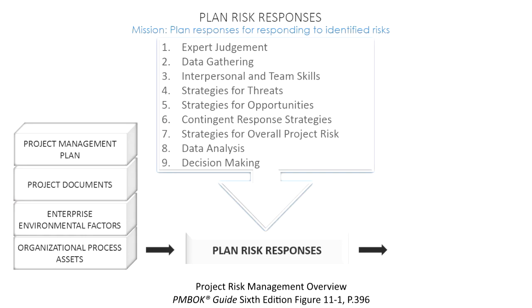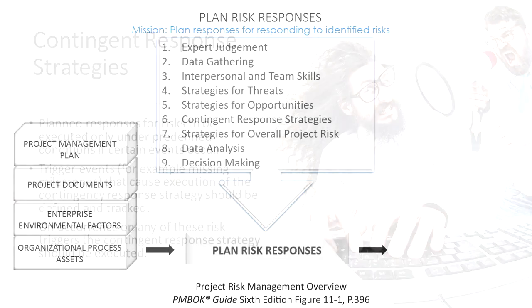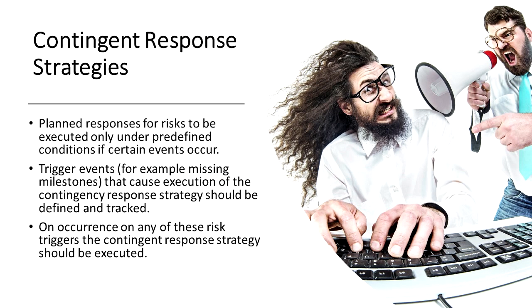Our next tool and technique is contingent response strategies. Now, some responses are designed for use only if certain events occur. For example, you could say, if this risk occurs, then we will do this. If we see that this trigger, which by the way is a warning sign that a risk is about to occur, happens, then we'll do this.